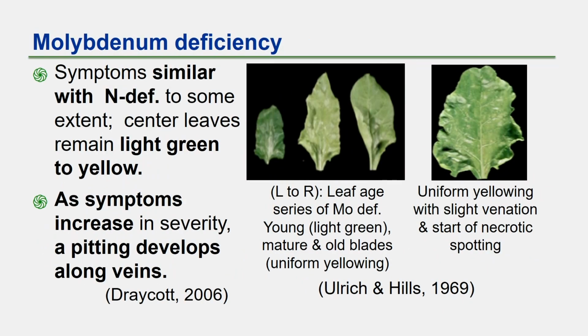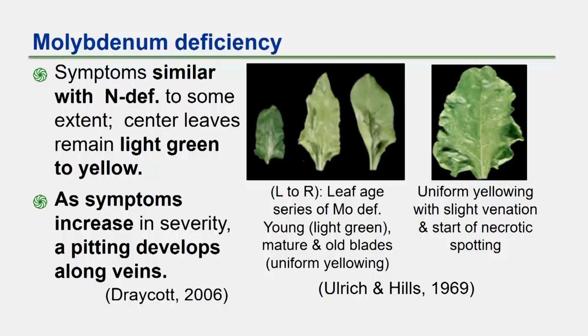Now molybdenum deficiency. Many of you know that molybdenum is a micronutrient which is essential for all the plants on the earth, and it is needed in very small quantities, and its availability is very less, particularly in acidic soils. So symptoms are similar to nitrogen deficiency to some extent. Center leaves remain light green to yellow.